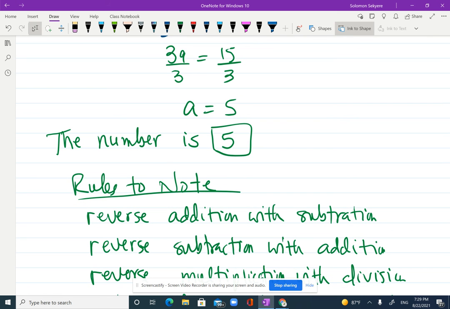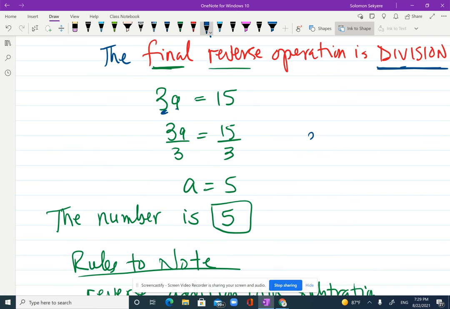The number we picked was 5. Now test it. 3 times 5 plus 9, which is 15 plus 9, equals 24. We are right. Our answer is correct.